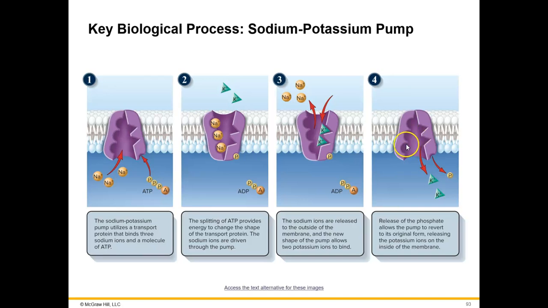So now you can see it's open back to the original configuration. We're going to end up with 3 more sodium ions, and we're going to end up with another adenosine triphosphate here. That phosphate bond will break. This will open to the outside, sodium out, potassium in, and so on. So that is a process that is constantly happening. Sodium out, potassium in, sodium out, potassium in, over and over again. And this is a great example of active transport.